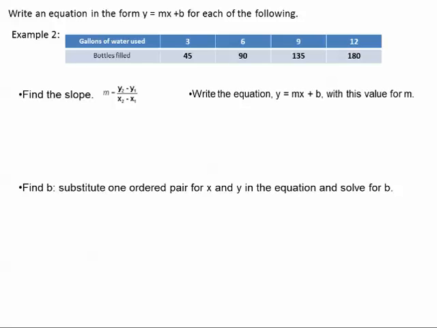First, we need to find our slope. So again, I'm going to pick 2 coordinate points. You can pick whichever 2 coordinate points that you want, but I'm going to go with my first 2 because those are my smallest numbers. They'll be easy to work with. I need to subtract my y's. So I'm going to do 90 minus 45.